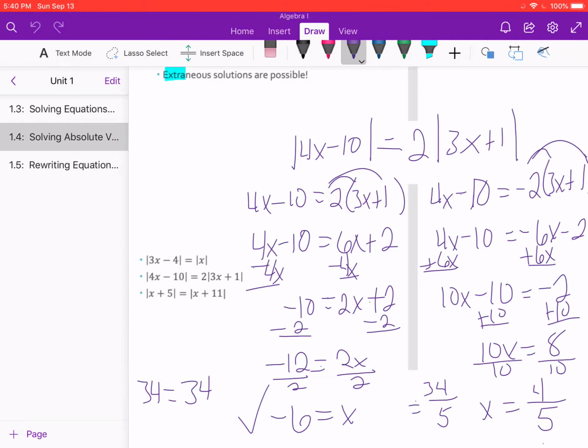On the left side, 4 times 4/5 is going to be 16/5 minus 10 is going to be negative 34/5. Absolute value is still 34/5, so that one works as well. So we still have two answers.